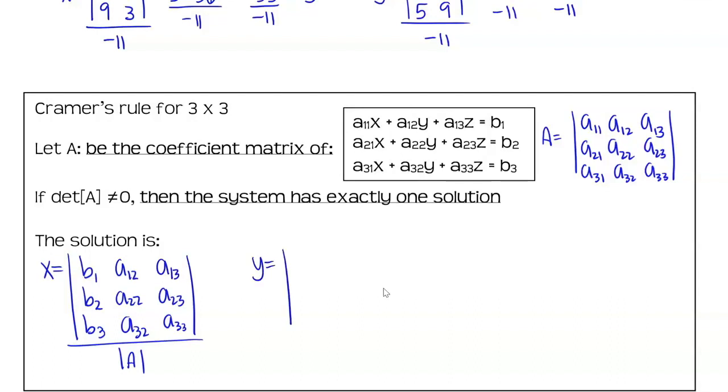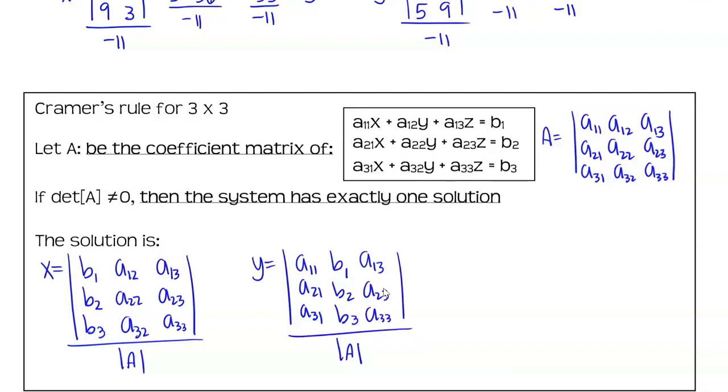So, for y, we will have all of the a's in column 1. Don't take the coefficients of y, replace with the constants. And then do take the coefficients of z, divide by the determinant of A. And one more for z: take the coefficients of x, that should be a 1, 2, of y, and then don't take the coefficients of z.